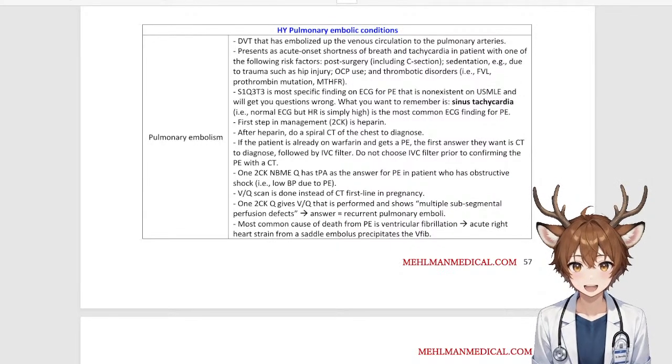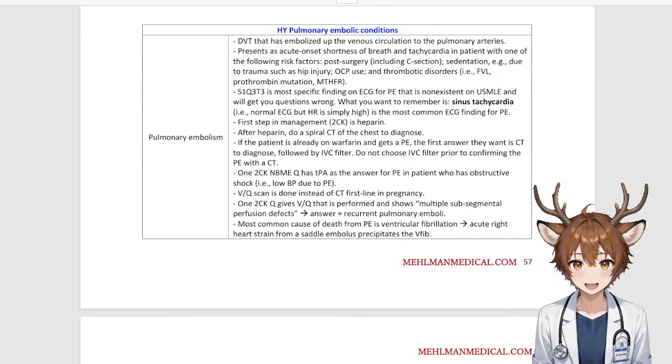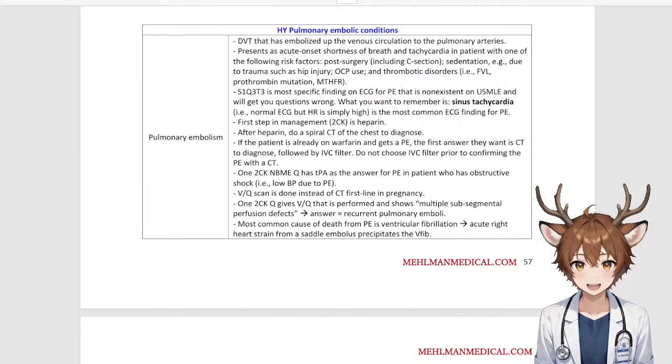If the patient is already on warfarin and gets a PE, the first answer they want is CT to diagnose, followed by an IVC filter. Do not choose IVC filter prior to confirming the PE with a CT.